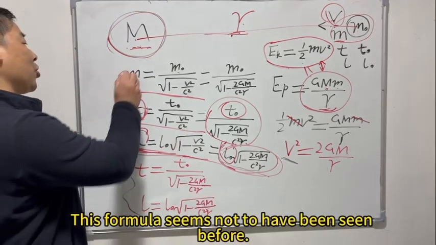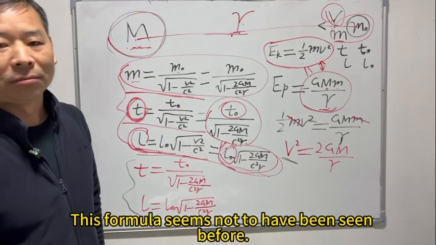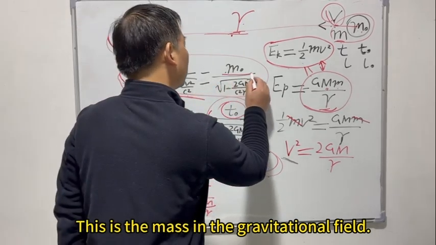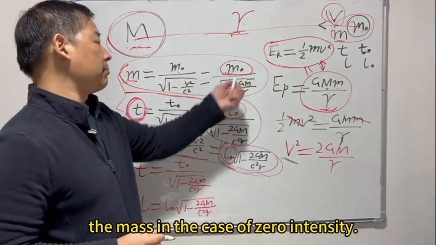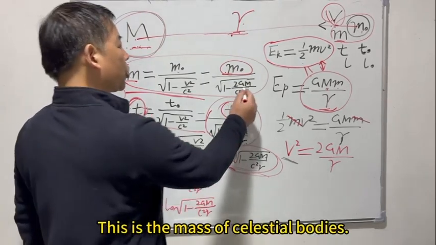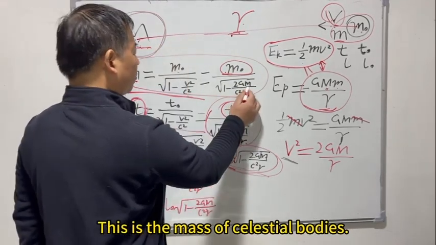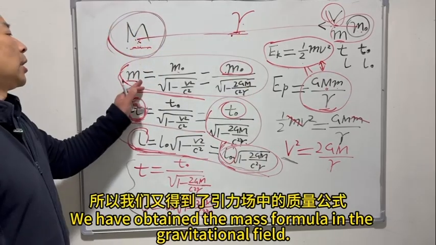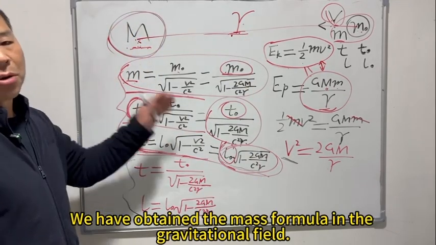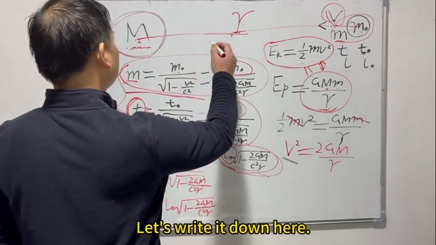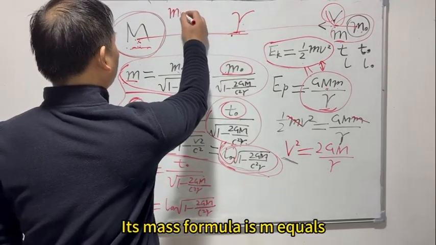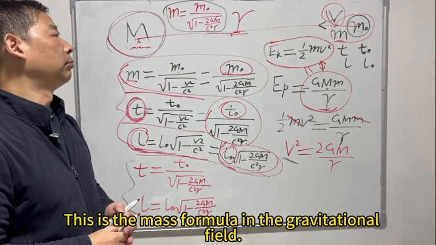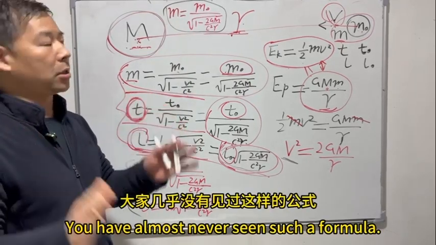Okay, this formula seems not to have been seen before. m is the mass in the gravitational field. This is the mass in the case of zero intensity. This is the mass of the celestial body. This r is this r. So, we have obtained the mass formula in the gravitational field. Let's write it down here. Its mass formula is m equals. Okay, this is the mass formula in the gravitational field. You have almost never seen such a formula.